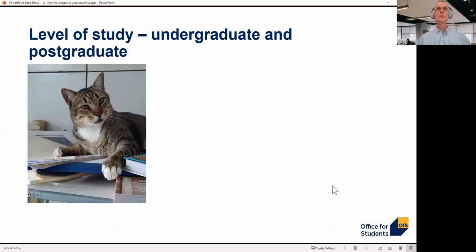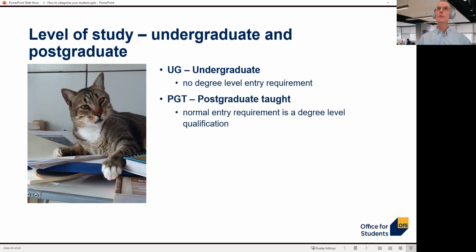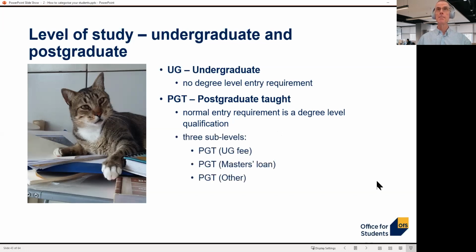In terms of level of study, this is determined in relation to qualifications needed to enter a course. So as you'd expect for undergraduates, there's no degree level entry requirement. But then postgraduate taught is the first thing we've got here. The normal entry requirement to this is a degree level qualification. Now, there are actually some sub-levels to this, and we'll look at those again in a moment, but we'll just mention them here: PGT undergraduate fee, PGT master's loan, and PGT other.